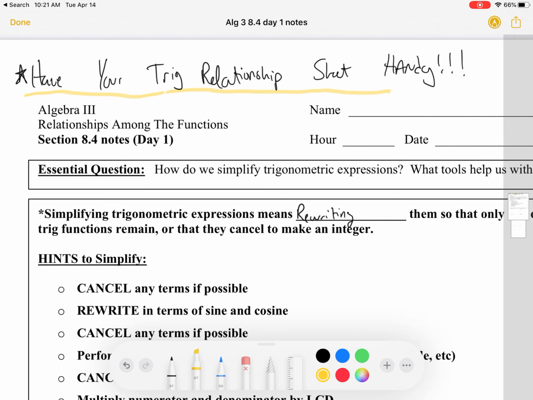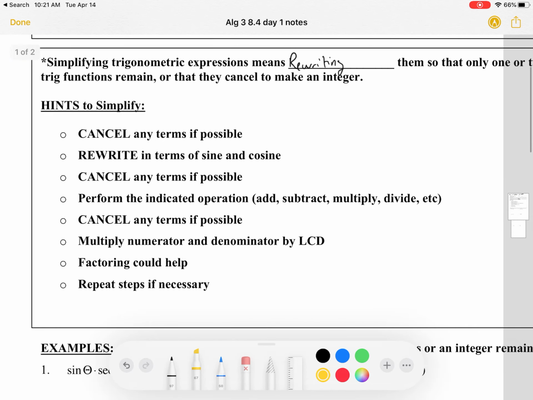I do have a few helpful hints for you. And if you notice, I wrote the same thing 3 times. That's going to be the name of the game: rewrite and cancel. So what do I mean by rewrite? Well, you want to get everything in terms of sine and cosine if possible.